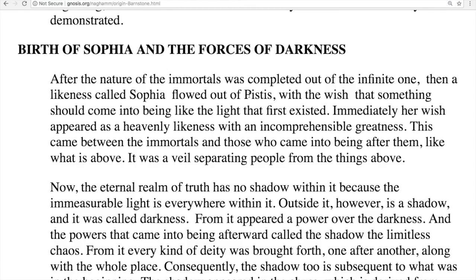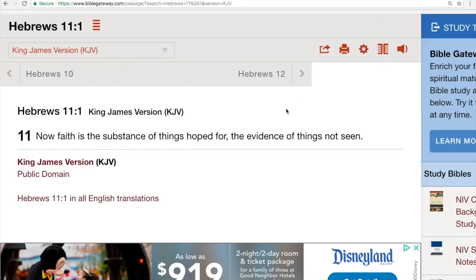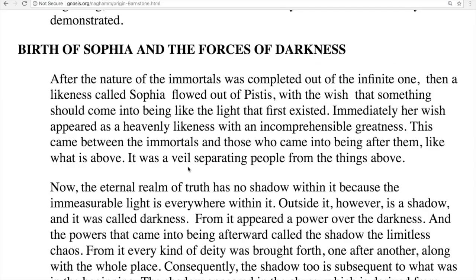So it says, after the nature of the immortals were completed out of the infinite one, then a likeness called Sophia flowed out of faith, or Pistis. Sophia meaning wisdom. So wisdom comes out of the understanding that one has hope for that substance of things hoped for, the evidence of things not seen. The evidence can be had anecdotally. It can be had through an intuitive feeling that you get, movement within you, or repose of rest, where you find your comfort and you find your inspiration. That in and of itself is derived from something. This is the substance that's being referred to, the motion and the repose that's mentioned in the Gospel according to Thomas.